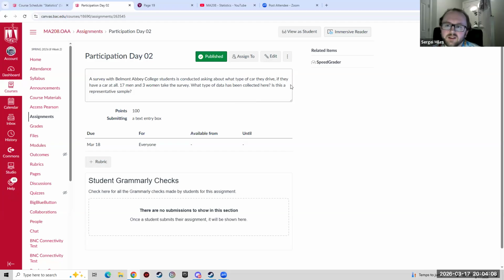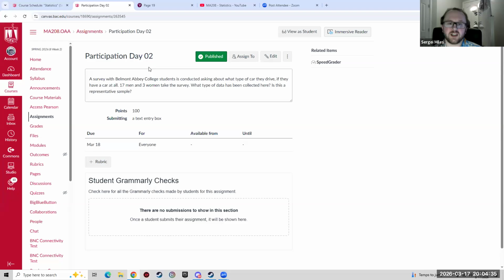All right. Lastly, is this a representative sample? Well, there are men and women who drive cars at Belmont Abbey, right? This sample might do a good job of telling me what men drive at Belmont Abbey, but it's not going to tell me as much about what women like to drive at Belmont Abbey. And so this sample would not be representative of my target population.